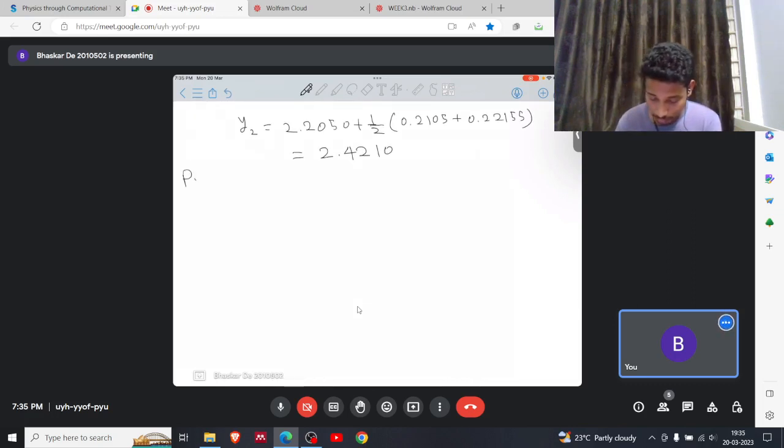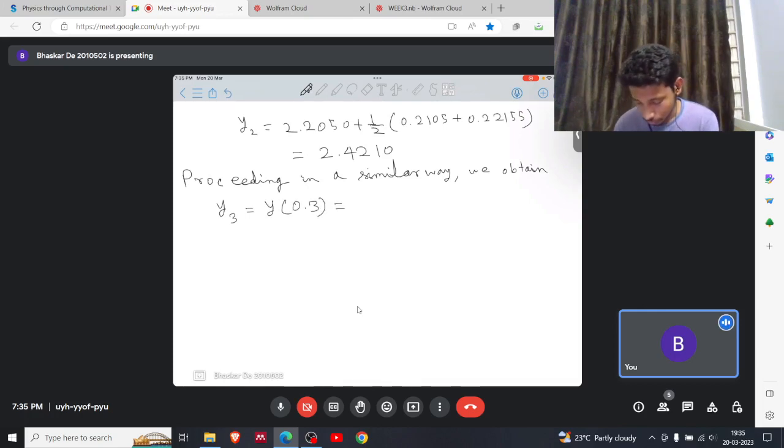Again proceeding in a similar way, we obtain y3, y at 0.3, as 2.6492 and y4, y at 0.4, equal to 2.8909. This is the way we use the Runge-Kutta second order.